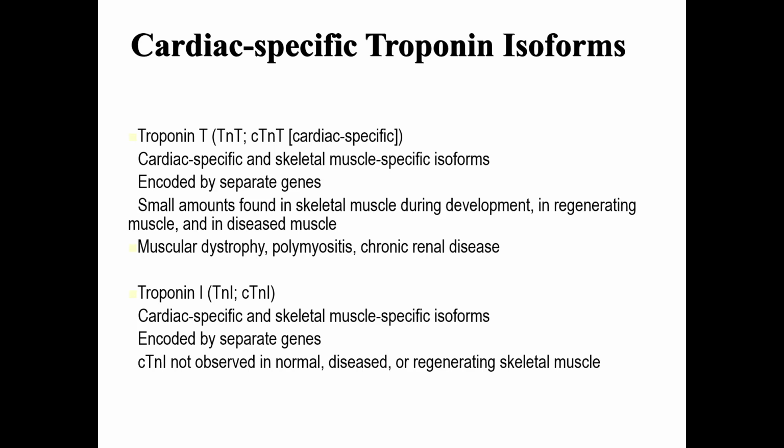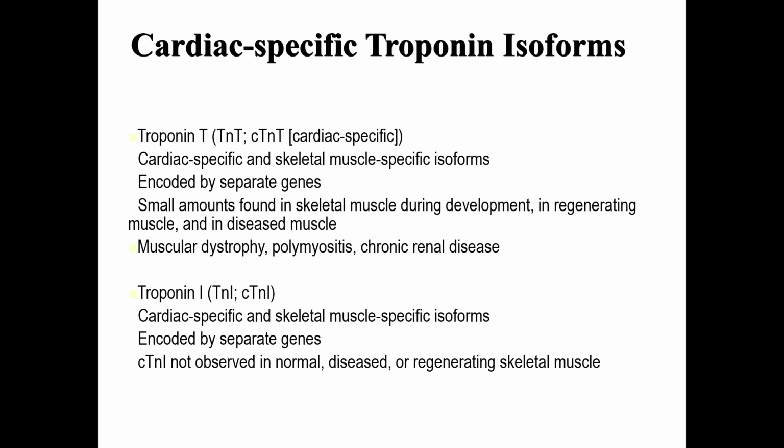Cardiac-specific troponin isoforms. Troponin T is cardiac-specific. There are cardiac-specific and skeletal muscle-specific isoforms, encoded by separate genes. Small amounts are found in skeletal muscle during development, in regenerating muscle, and in diseased muscle: muscular dystrophy, polymyositis, and chronic renal disease.